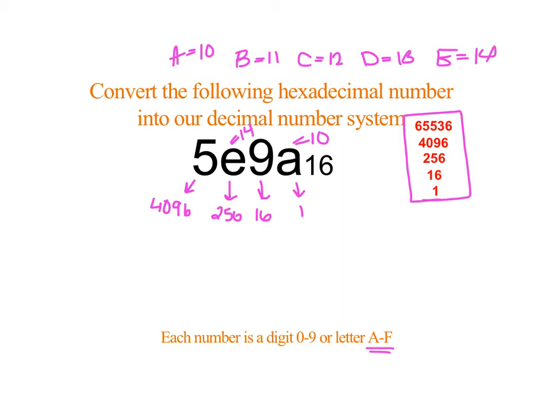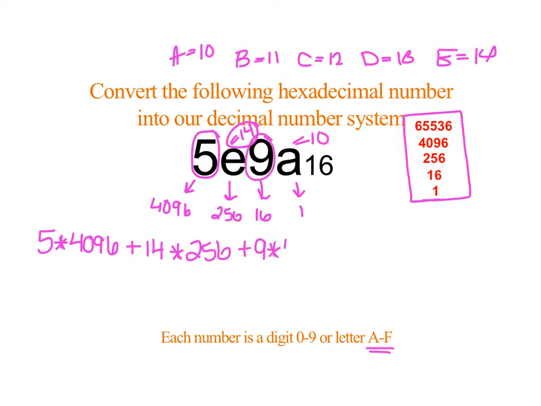So we're going to multiply all of the necessary numbers together, because remember this 5 really represents the fact that we have 5 4096s, so we're going to label that. We then have 14 256s. We then have 9 16s, and then we have 10 ones. So now we can utilize a calculator to multiply these out.